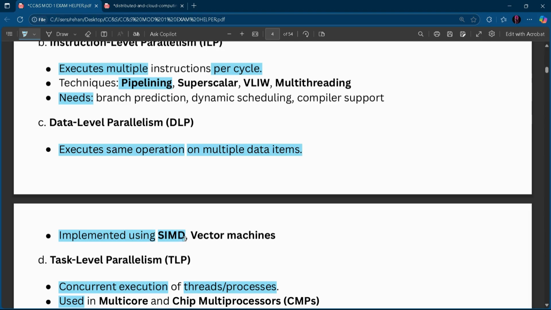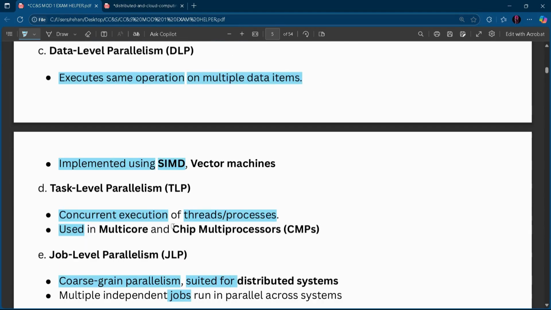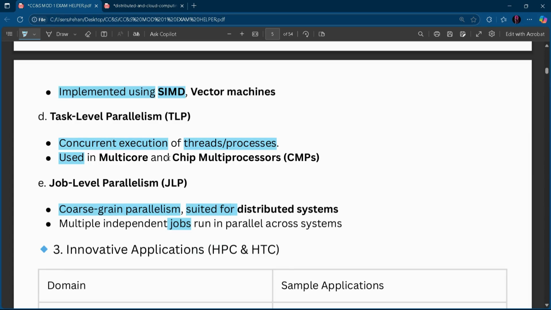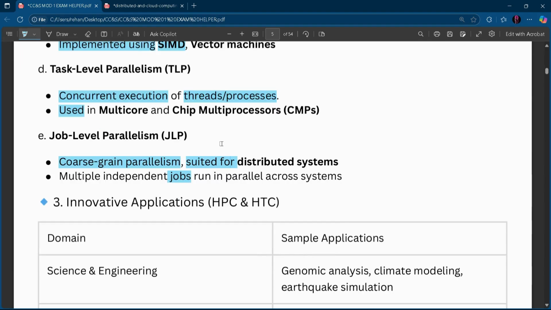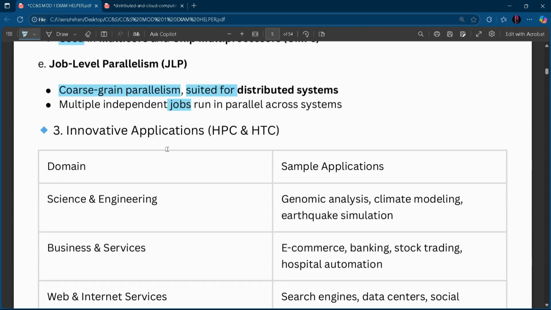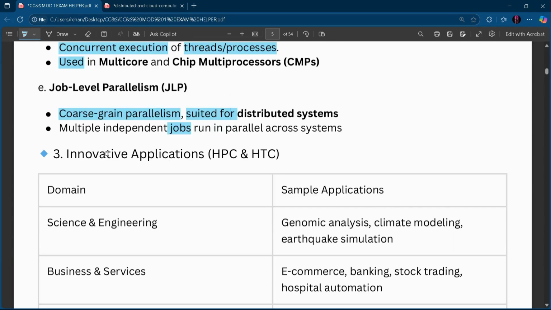Vector machines execute the same operation. For example, you have to upload some file, and you upload the same file in multiple places, on multiple websites. Task level is like going live on multiple platforms at a time. Task level parallelism is concurrent execution of threads or processes at the same time. Like pipelining, where you execute instructions, here you execute threads or processes. Job level is coarse grain parallelism, suited for coarse grain, and then you have fine grain. You will see fine grain at the end of the chapter.